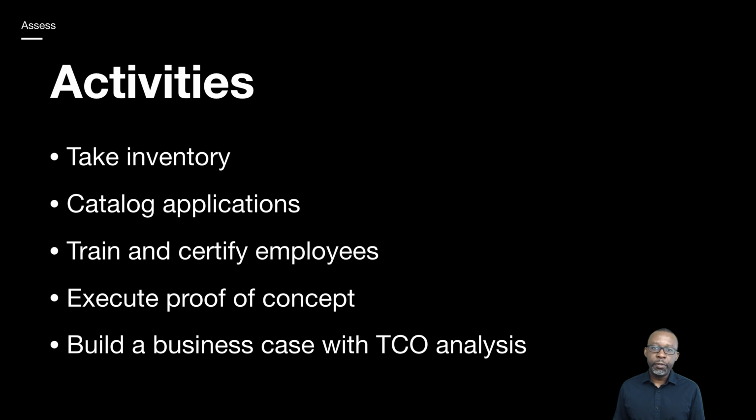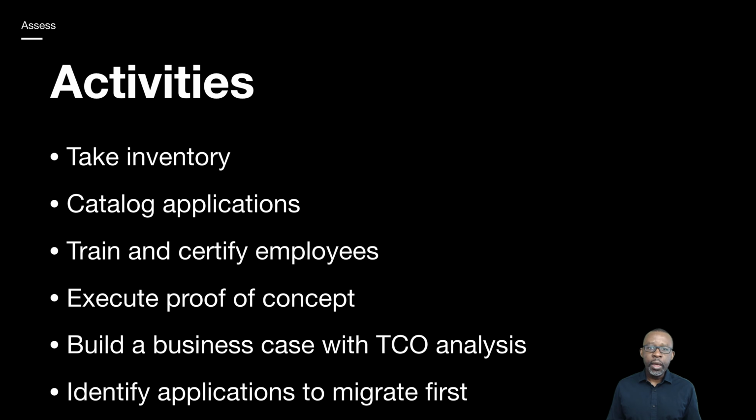Following a successful proof of concept, you're now in a good place to build a business case with a realistic total cost of ownership analysis. The final recommended activity is to create a prioritized list of applications. It is recommended that you start with applications that have a high business value but a low effort to migrate. Then you can move on to applications with a high business value and a relatively higher effort to migrate before moving to the low business value applications.